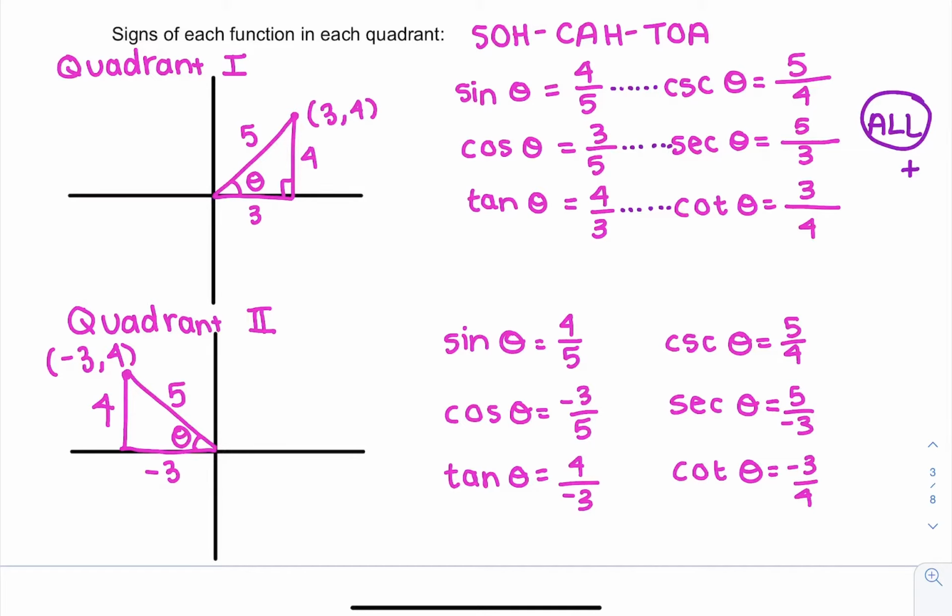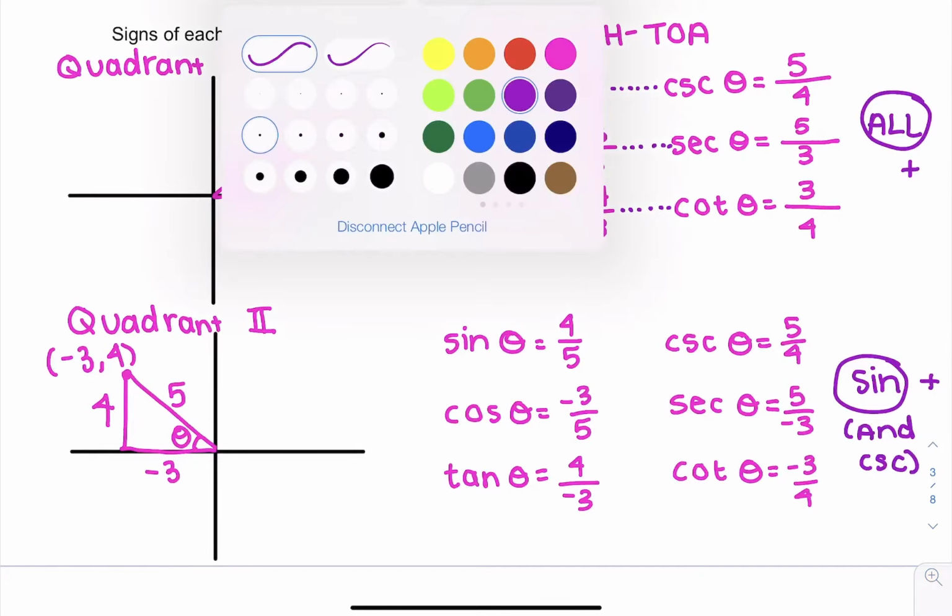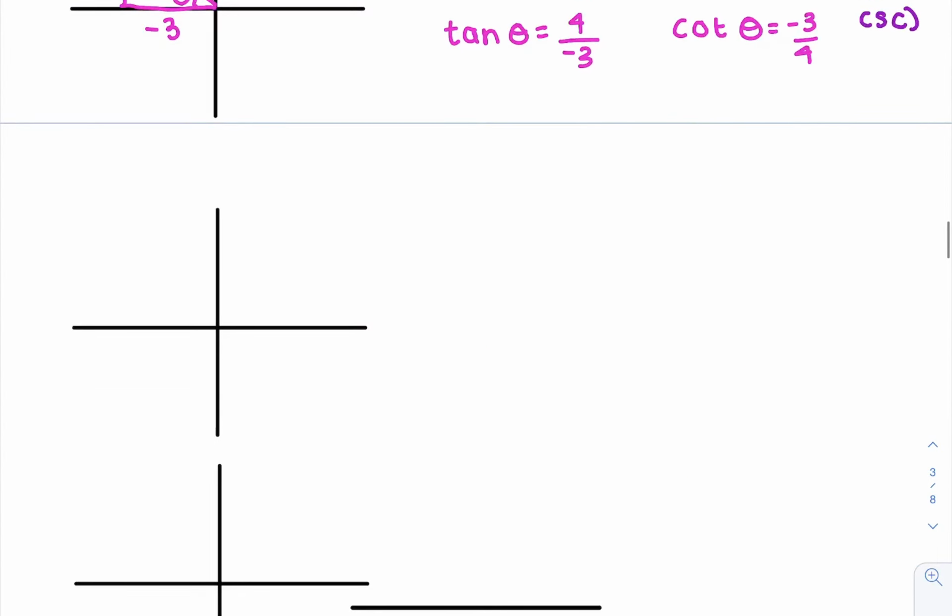So now notice sine and cosecant are the only ones that are positive. So in this case, we only have sine is positive. And you could also say and cosecant, but we kind of just forget about it because it's obvious if sine is positive, the flipped version, cosecant, would also be positive. Now let's try for quadrant 3.